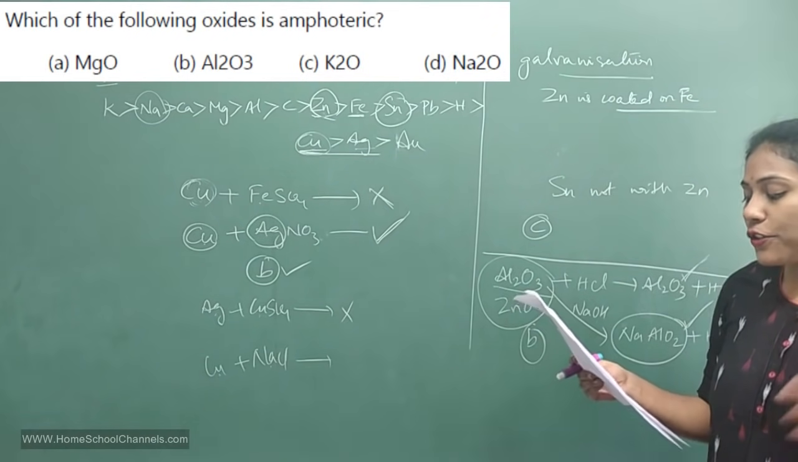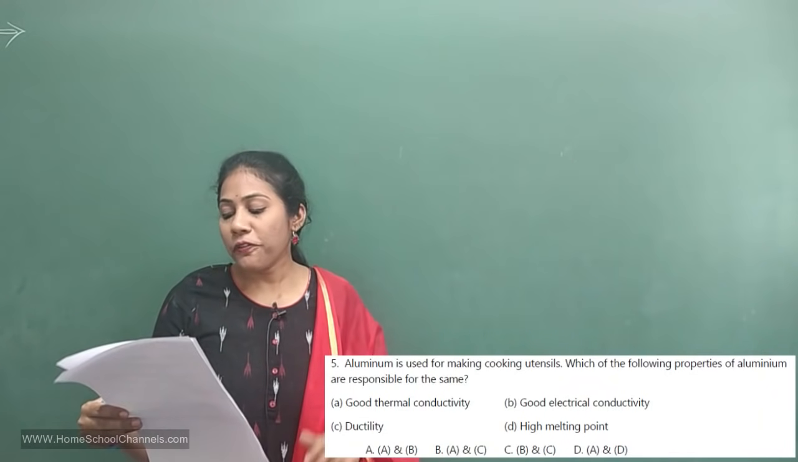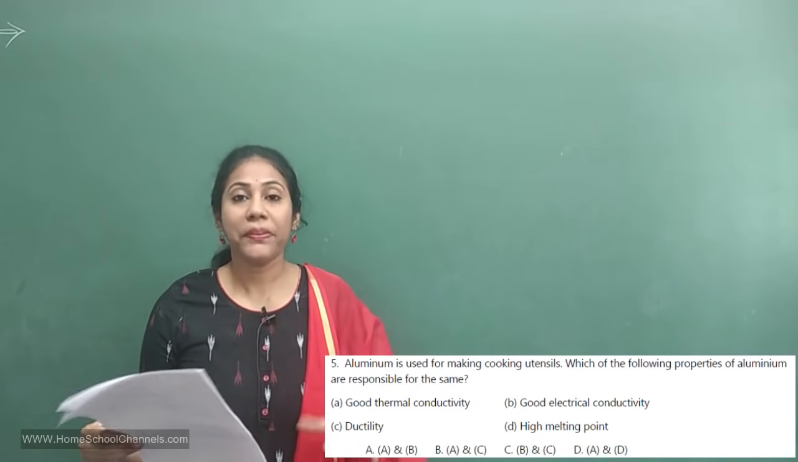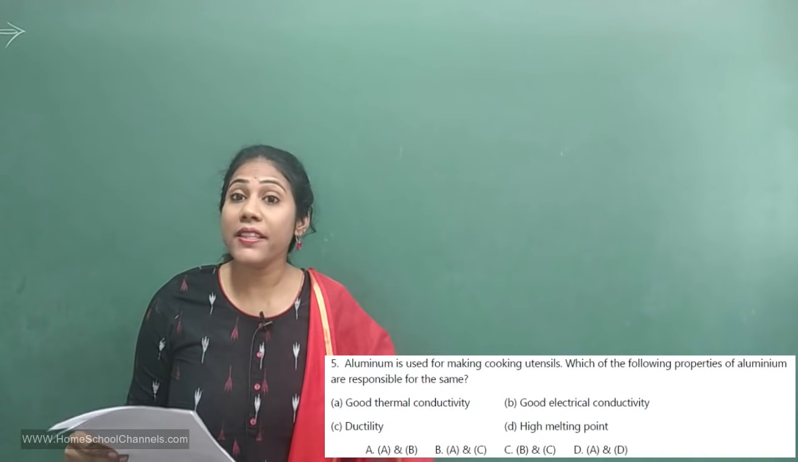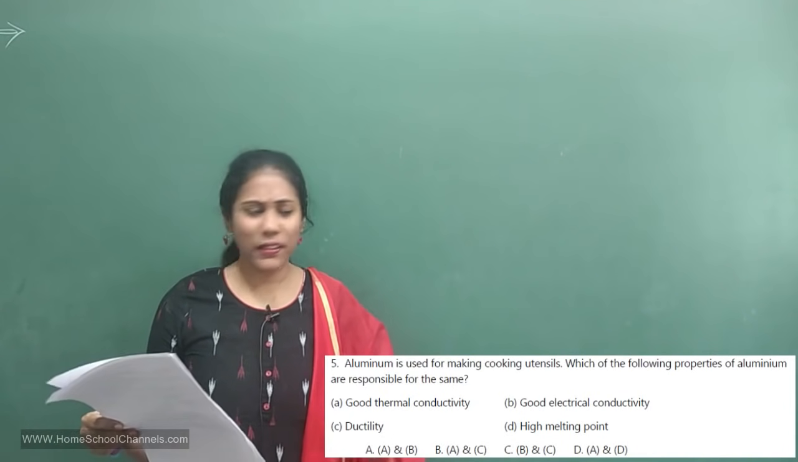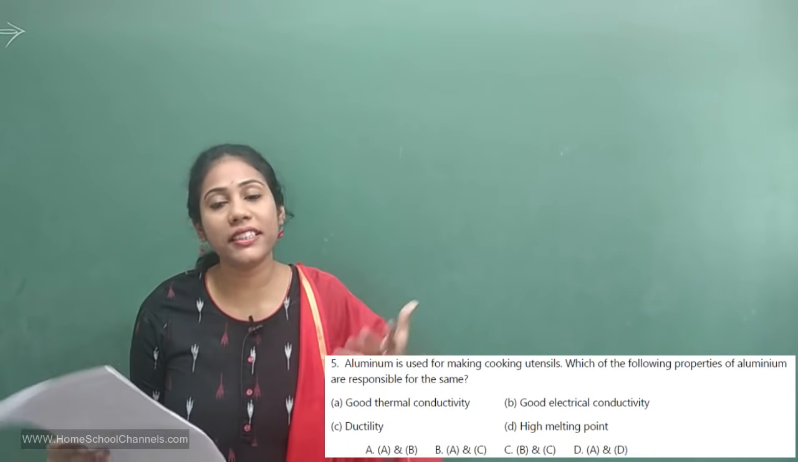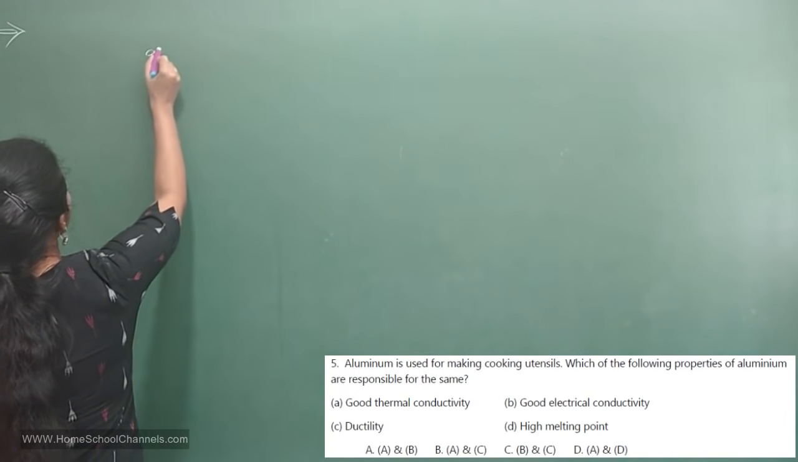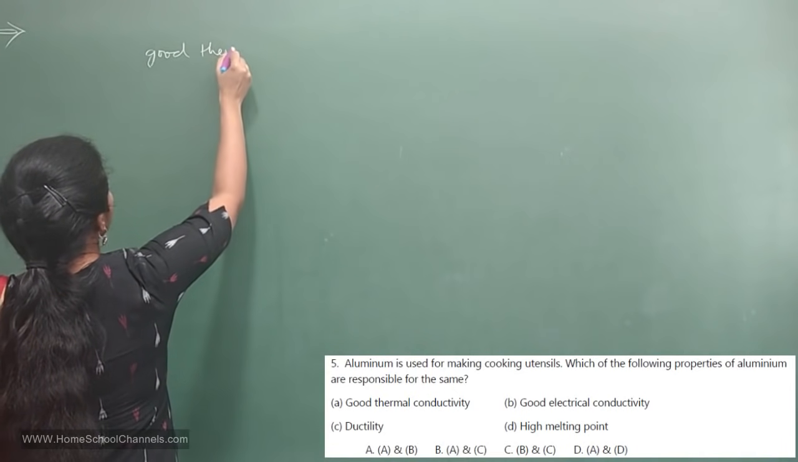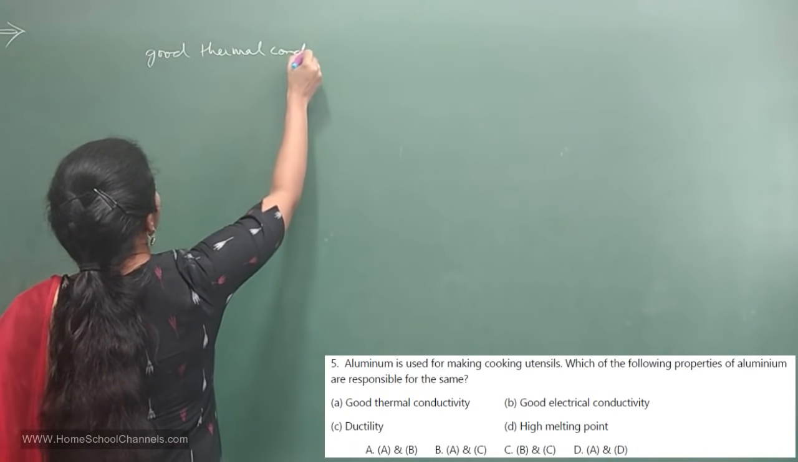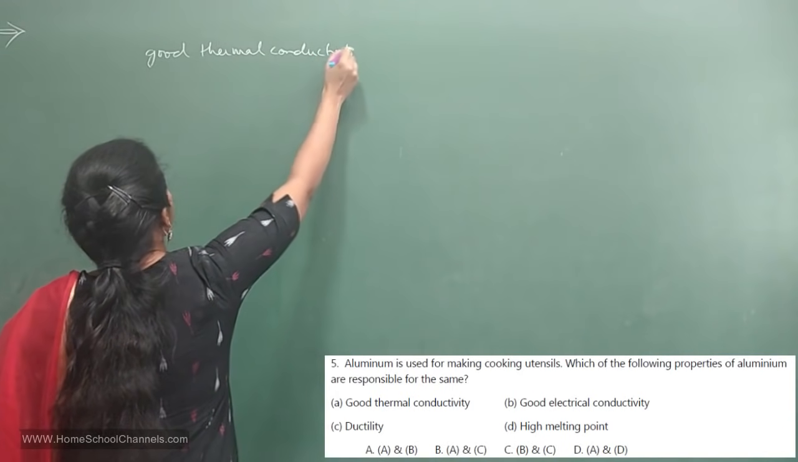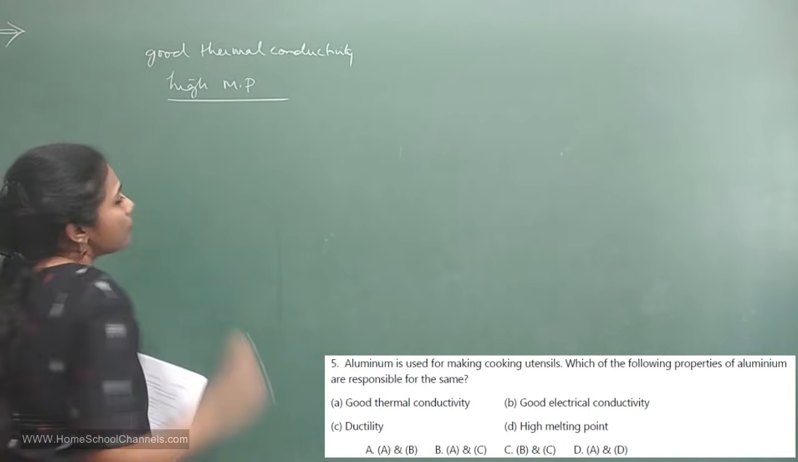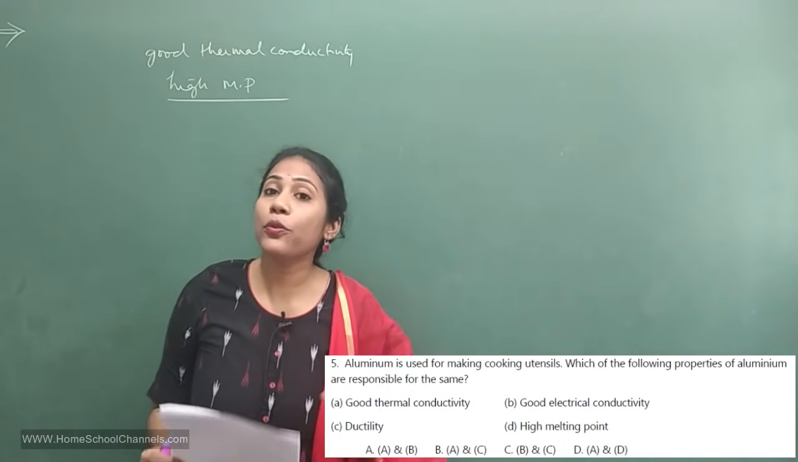Fine. Let us go for the fifth question. Which of the following properties of aluminium are responsible for the same? That means why aluminium is used for making cooking utensils. We all know it's because it has good thermal conductivity, right? The first reason is aluminium has good thermal conductivity. This is one important property of aluminium. The other one is it has a high melting point. So these are the two reasons why aluminium is used for making cooking utensils.